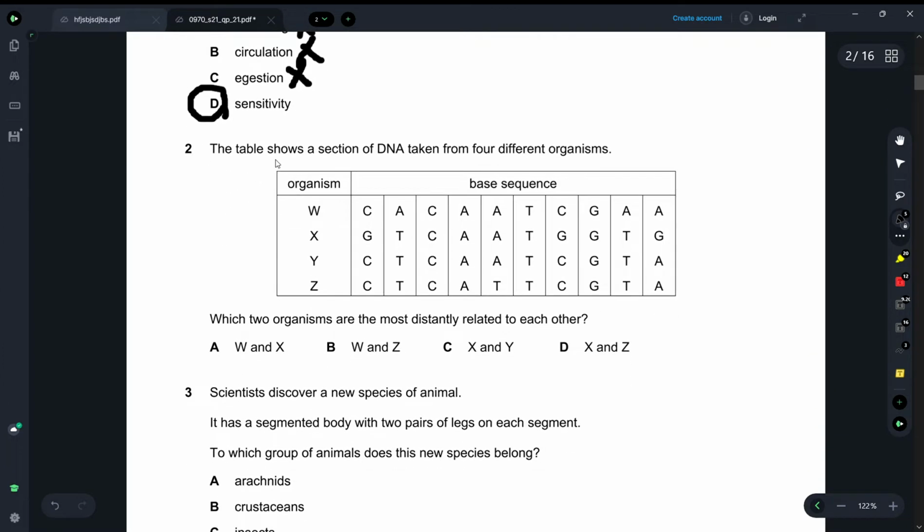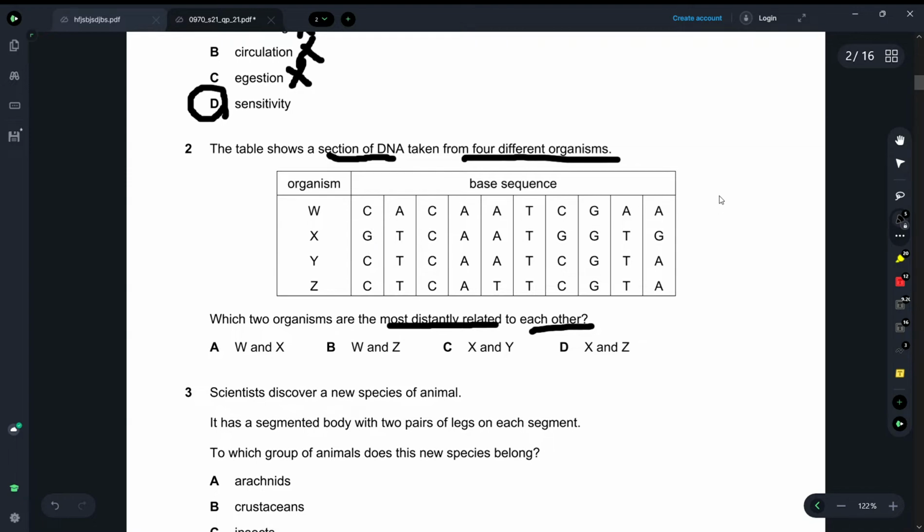Question 2 asks us about a section of DNA in four different organisms. Which two are the most distantly related to each other? Distantly related means they are different from each other. So for instance, that could be W and Z. I think it's W and X. But yeah, we're supposed to know the basis for this.